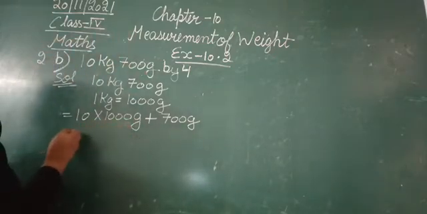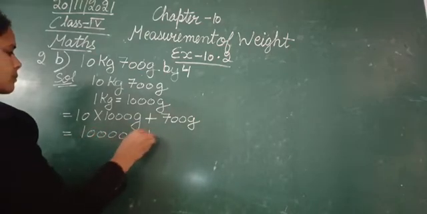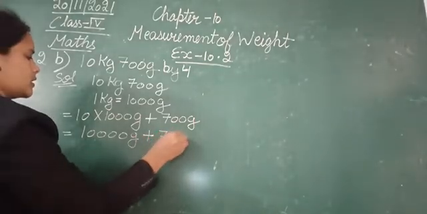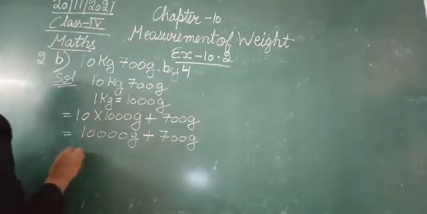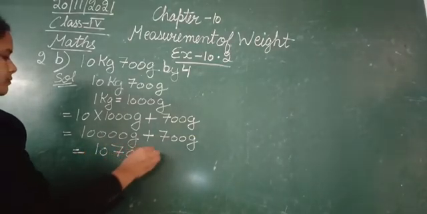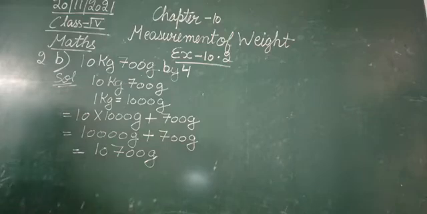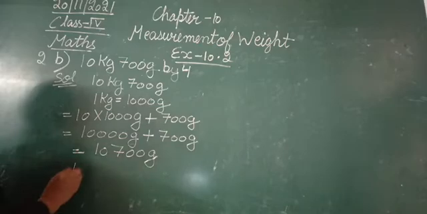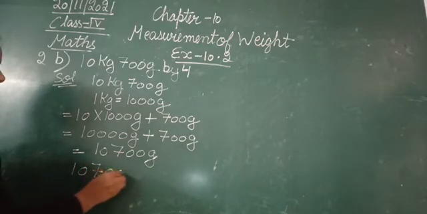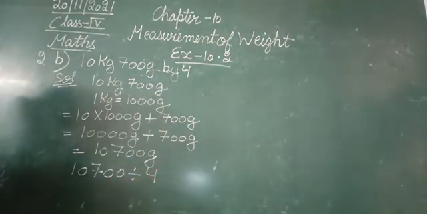So 10 multiplied by 1000, that is 10,000 gram plus 700 gram. So 10,000 plus 700, that is 10,700 gram. So after converting, we got 10,700 gram. Now you can easily divide 10,700 gram by 4. So now we need to divide it.